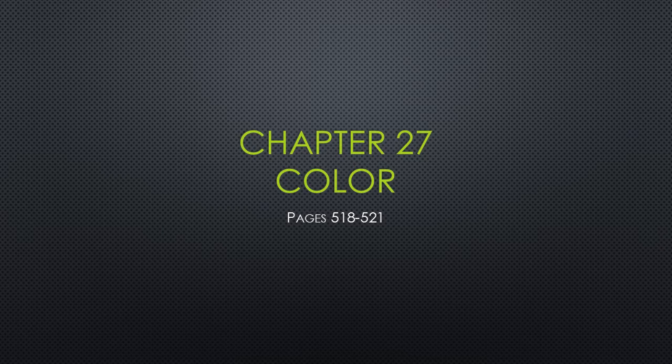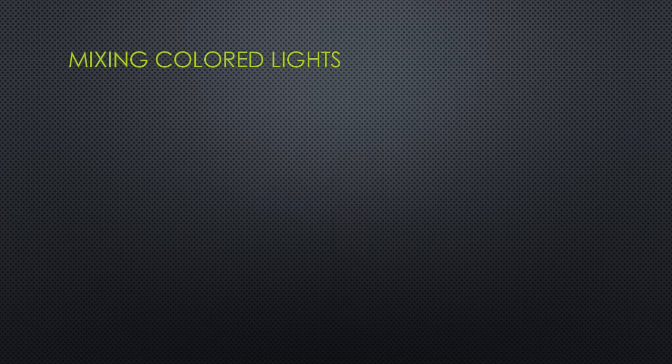This chapter is really all about color. And the first thing you need to know is that you need to forget all the things that you learned in elementary school about colors and what makes colors. Because we're not talking about pigment. We're not talking about mixing paint. What we're going to be talking about is light and how the colors of light mix. So when you mix colored light, it's going to be different.